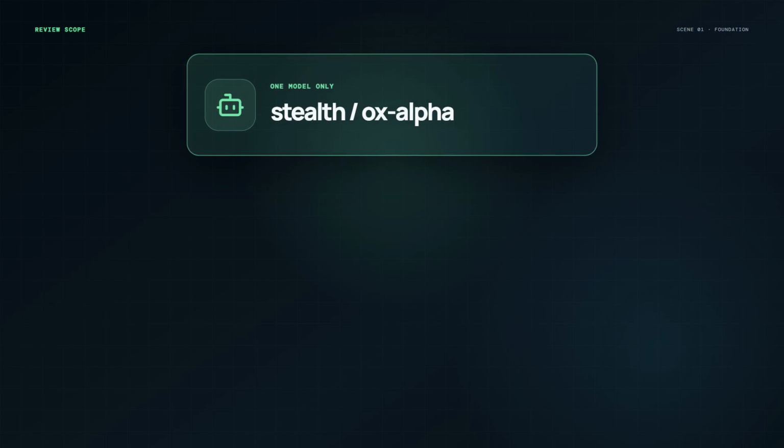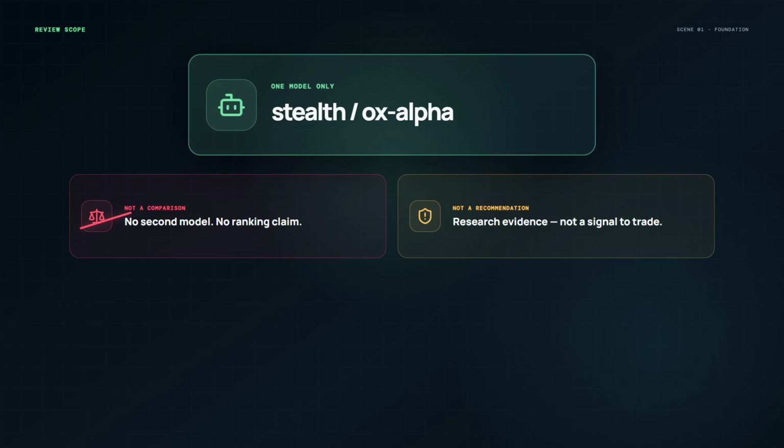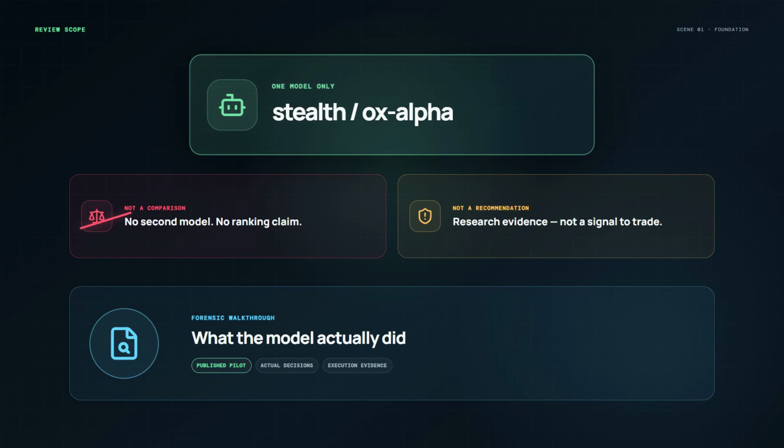Today, I'm reviewing one model only, OX Alpha. This is not a comparison, and it's not a recommendation to trade with any AI models. It is a forensics walkthrough of what this model actually did inside one published research pilot. Let's dive in.